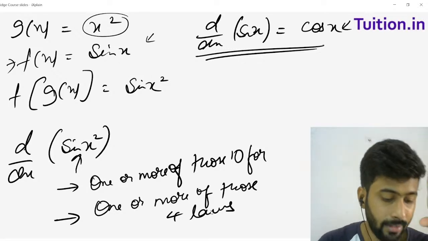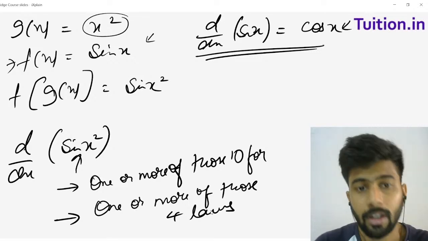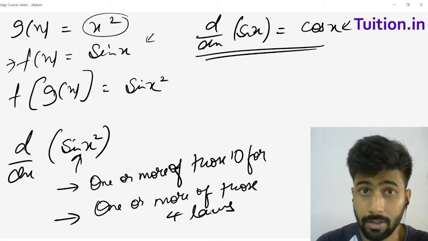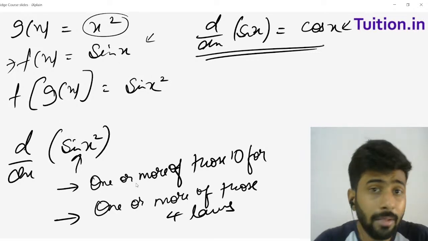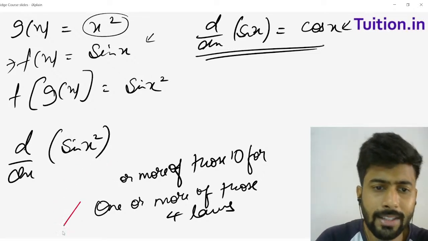Sum or difference in differentiation, product in differentiation, quotient or division rule in differentiation, and the 4th one was chain rule. So you might need more than one law also. Depends on the problem. Let's see here what do we need.